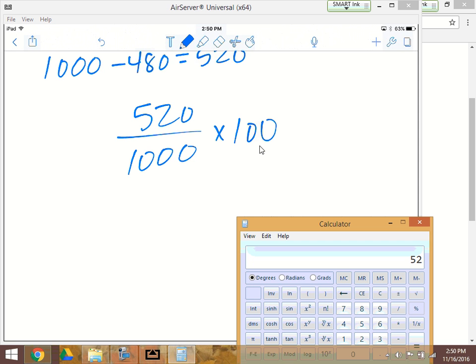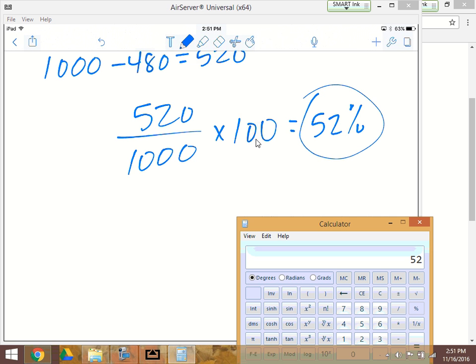Well, remember that a percent is always out of 100, so that's why we have to multiply it by 100, and that will give us 52%. Okay, so that works pretty slick. So that would be our final answer. So 52% are not red. So again, you just take your fraction, divide it, and then multiply what you get by 100.